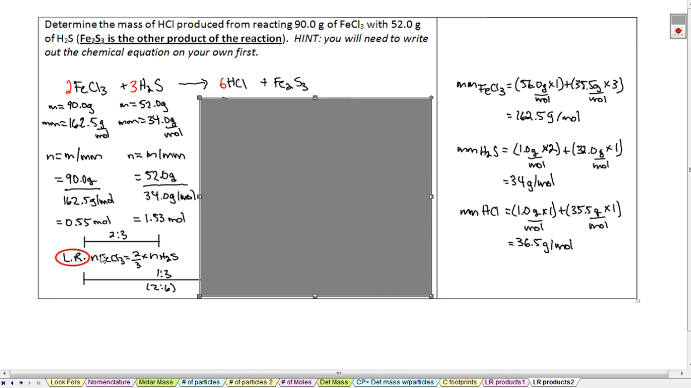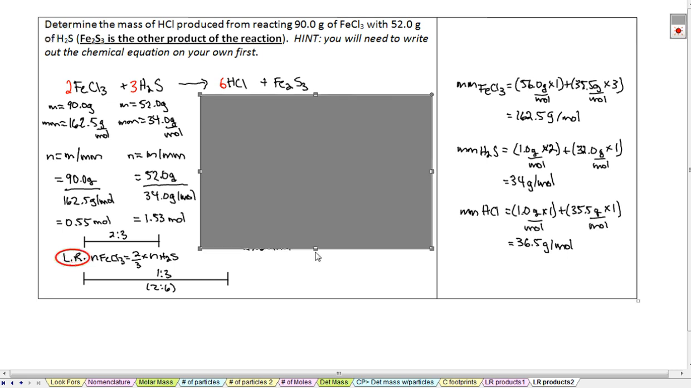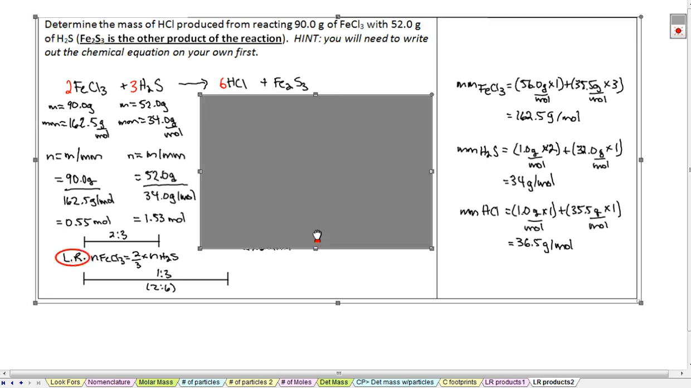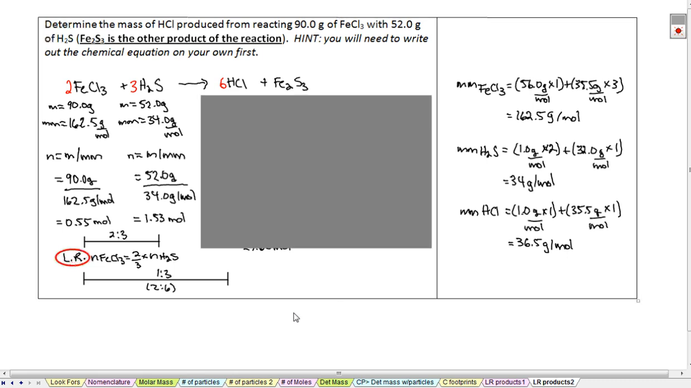So I now look at my ratio between my limiting reagent, iron 3 chloride, and HCl. And it turns out that it's a 2 to 6 ratio, which is really a 1 to 3 ratio. We get that to its lowest form. So I simply start to do my work. Oh, and I did this again here.